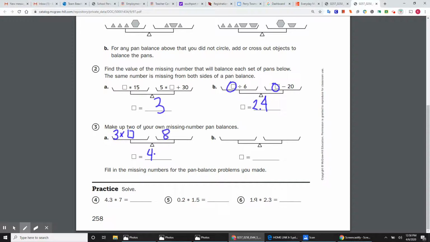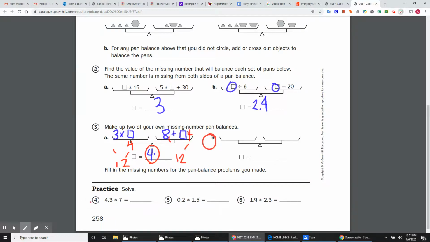So let's do 8 plus a square. So in both of those sides, if I plug 4 in for that square, I'm going to get 12 because 3 times 4 is 12 and 8 plus 4 is 12. So 4 works in both of those spots. So now you make up your own on letter B.